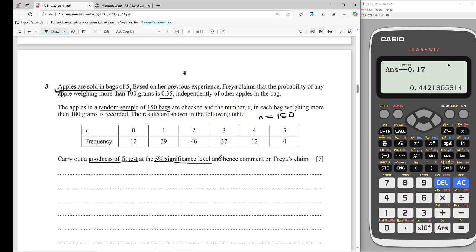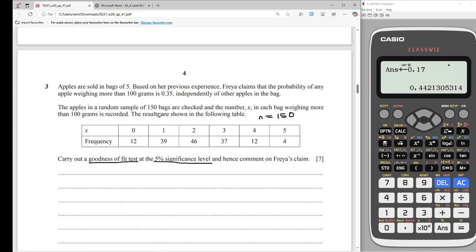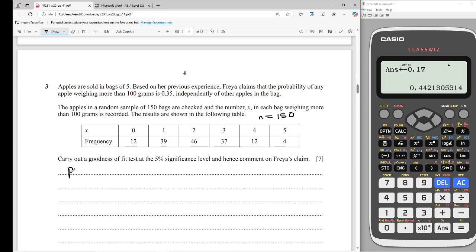Okay, now we should know that the probability of an apple weighing more than 100 grams is 0.35. Let's consider an apple weighing more than 100 grams as a success. If an apple weighs more than 100 grams, we call it a success. If an apple weighs less than 100 grams, we call it a failure, right? So the probability of success is 0.35, denoted with the letter p. The probability of a failure would be 1 minus p, which is q.